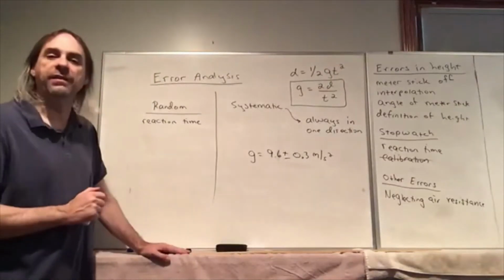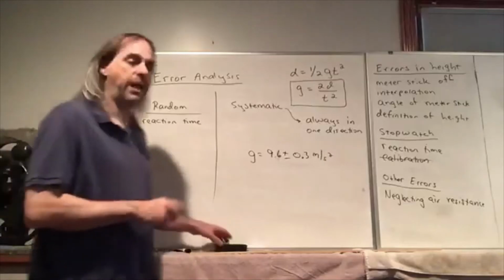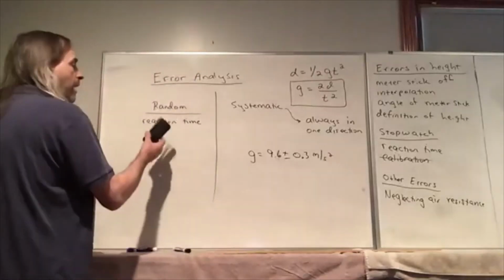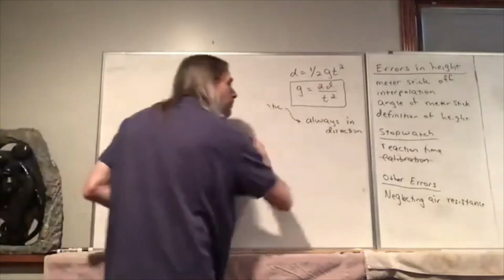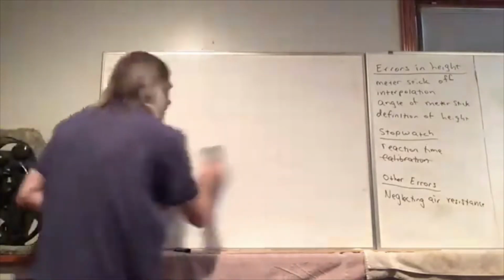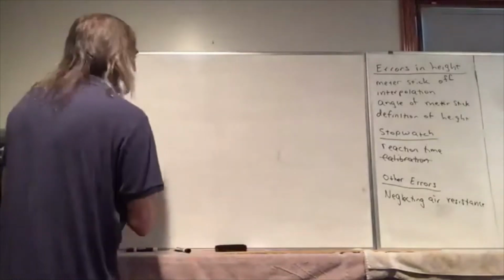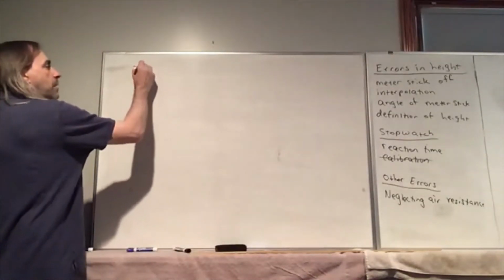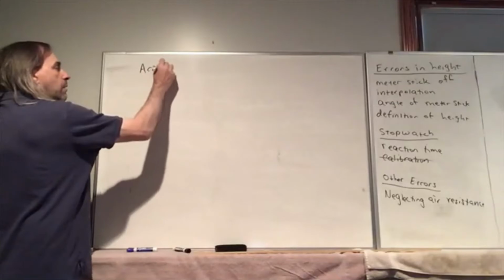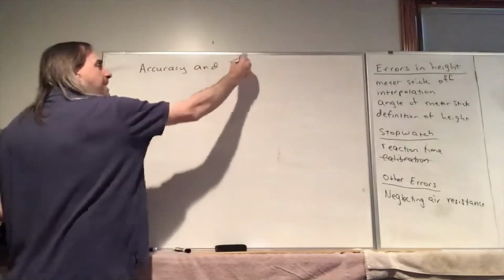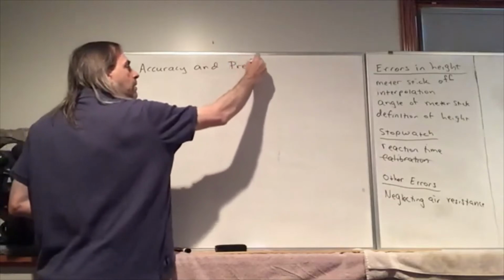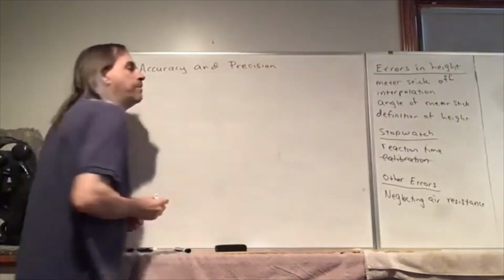I put a picture in the notes that I want to talk about, and then we'll stop there when it comes to error analysis. It's a nice picture about two terms that are very useful, called accuracy and precision. These might sound like the same thing, but they have very different meanings.